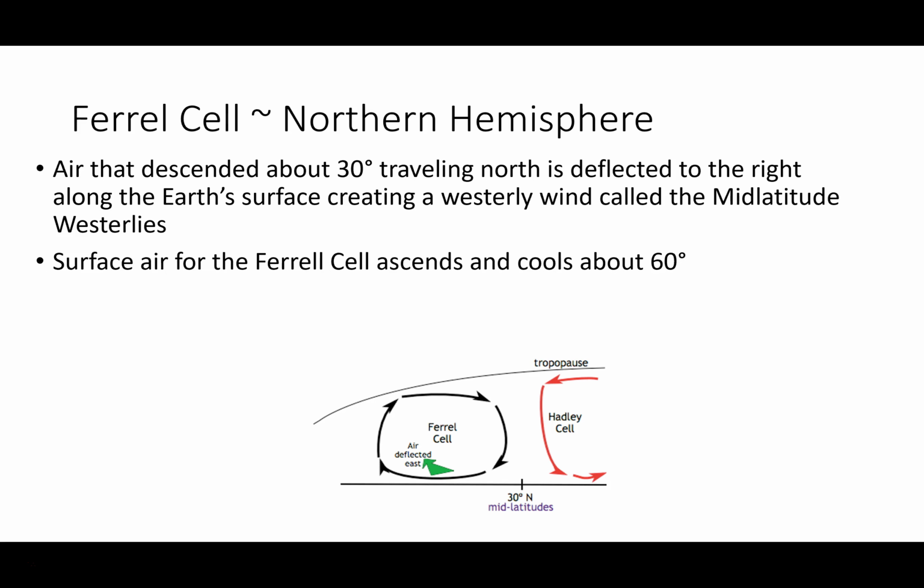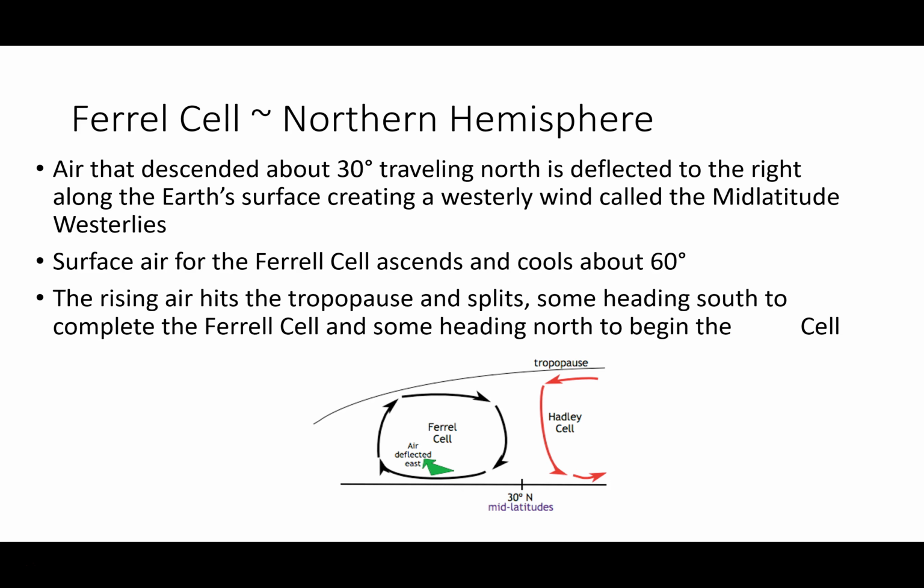So the Ferrell cell will change seasonally, but 30 to 60 degrees is the limit for the Ferrell cell. So at about 60 degrees, we have rising or ascending air. And what do we know about rising or ascending air? It expands and cools. And it's a little bit like the intertropical convergence zone, in that this rising and cooling air can bring with it a band of precipitation. But it will be drier air in general and less precipitation.